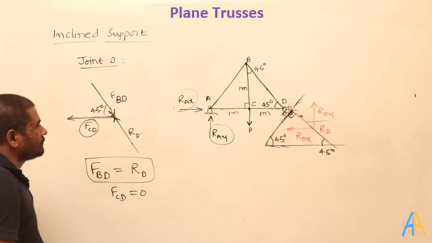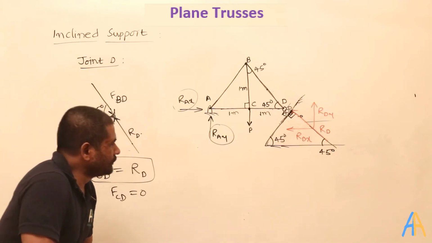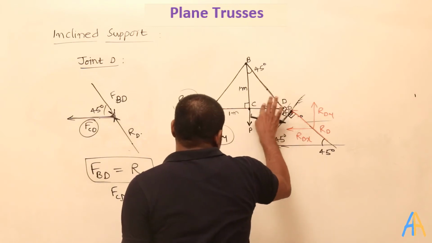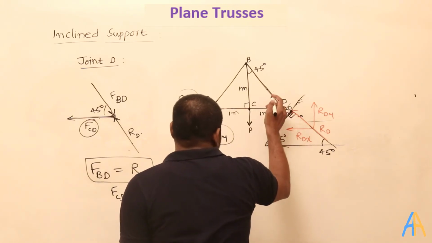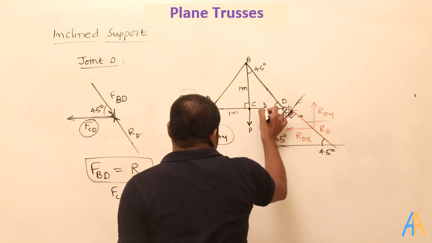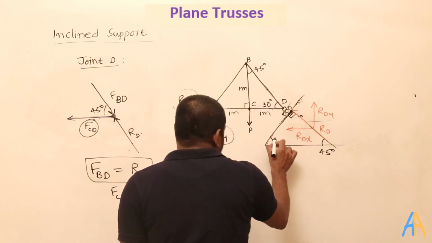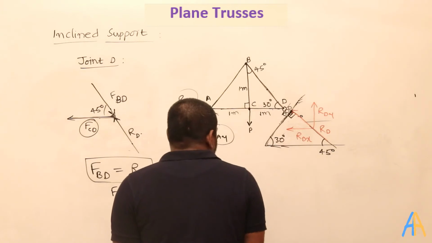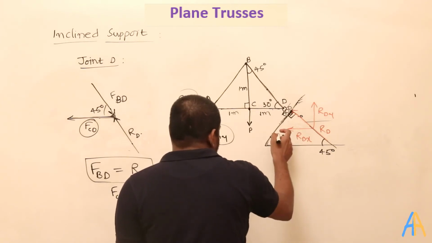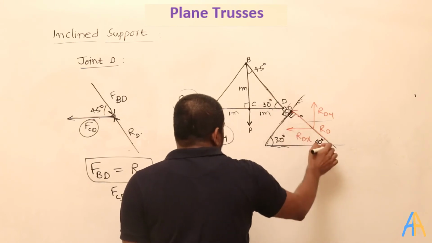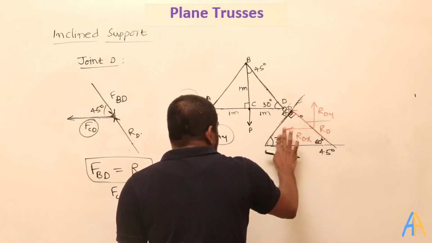Unfortunately, if you don't have 45 degrees here, but some other angle, for example, here I will give the angle as 30 degrees, and here also the angle should be 30 degrees. Then what happens? If it is 30, it will become 60, right? So both are not collinear. This line and this line are not collinear.